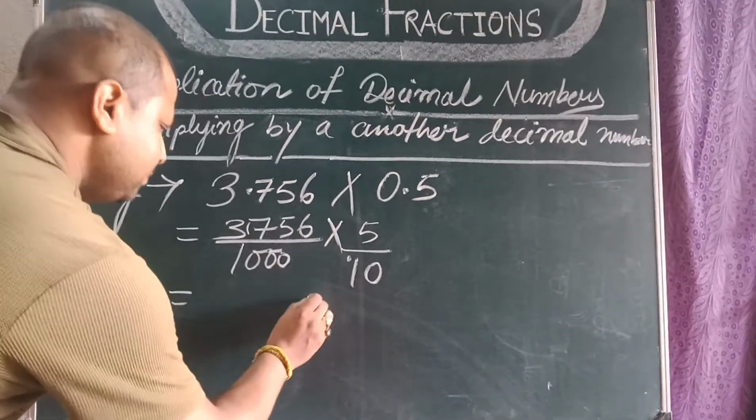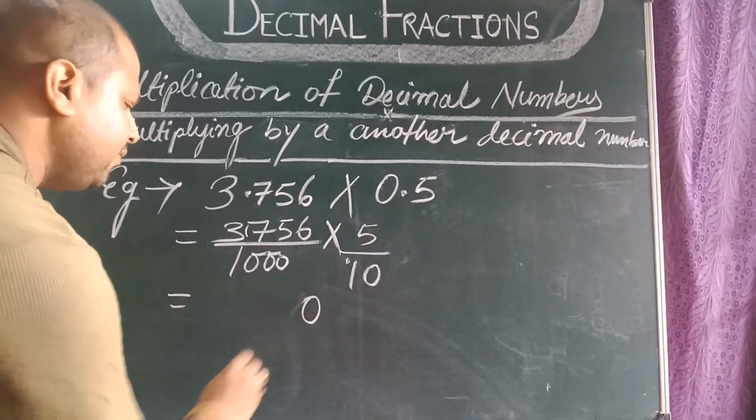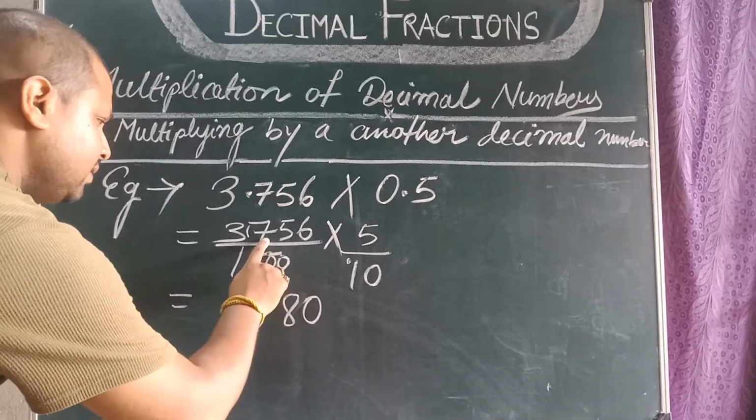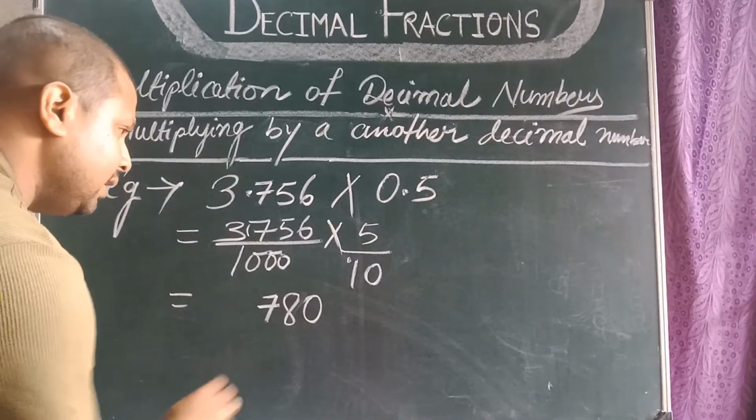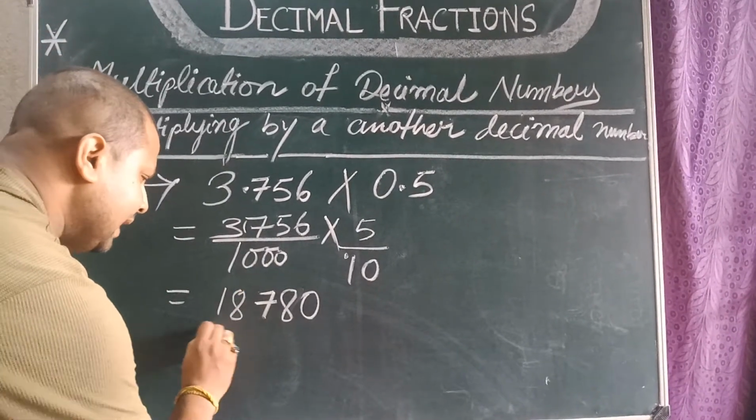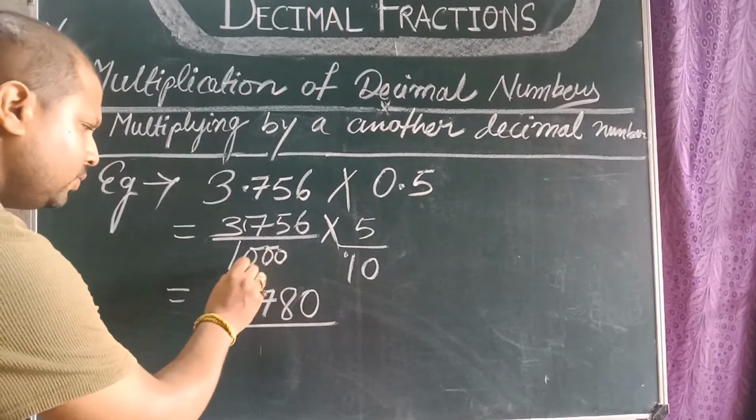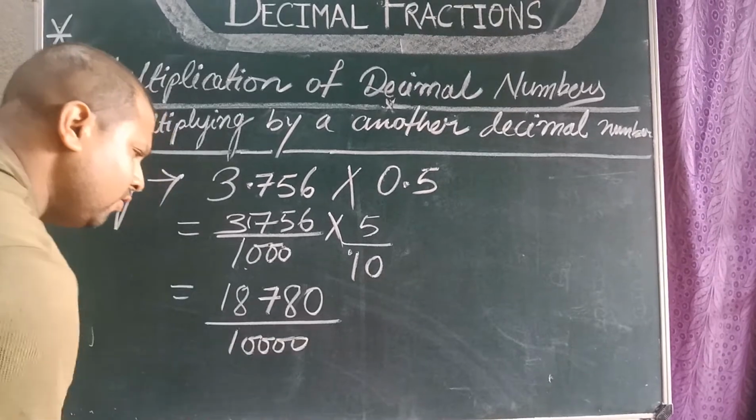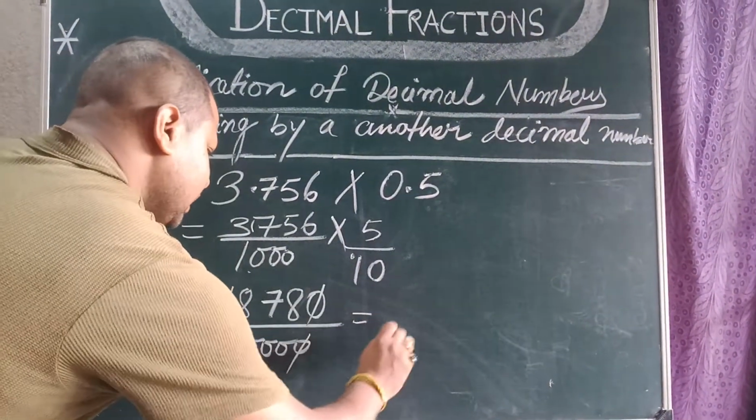5 6s are 30, in hand 3. 5 5s are 25 plus 3, 28, in hand 2. 5 7s are 35 plus 2, 37, in hand 3. 5 3s are 15 plus 3, how much, students? 18. And how many zeros are there together? 1, 2, 3 and 4. So this 0 will be cancelling this 0. Finally, what do we have as the answer?